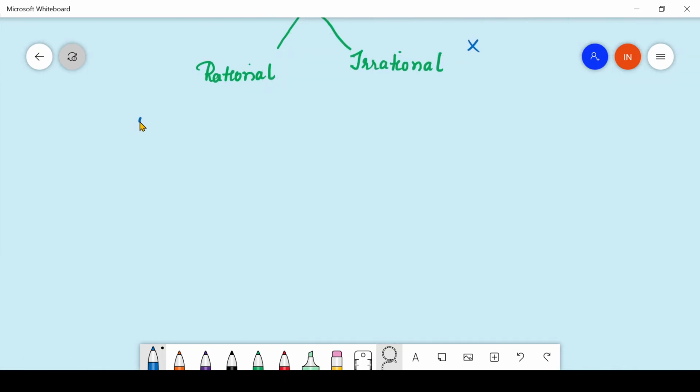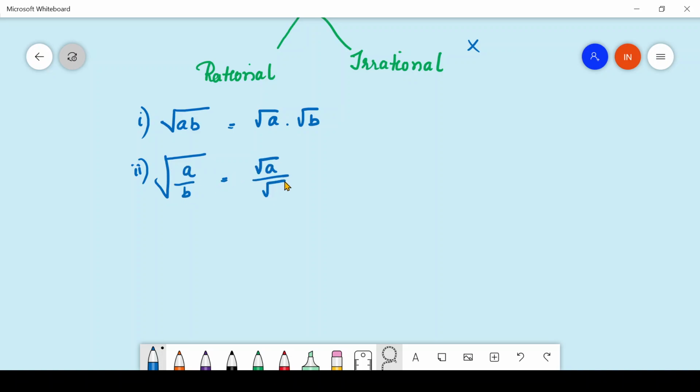So the identities, the first one is root of AB. How can we do this? We can split it and write it as root A into root B. Similarly, we can write root of A by B as root A by root B.